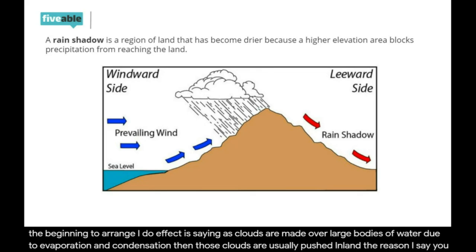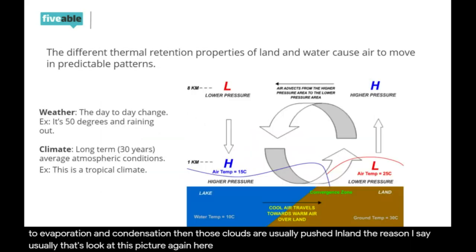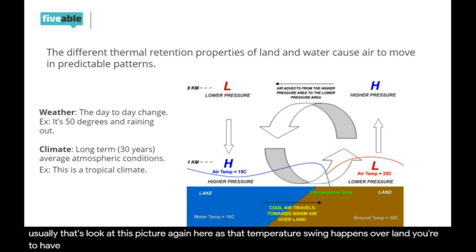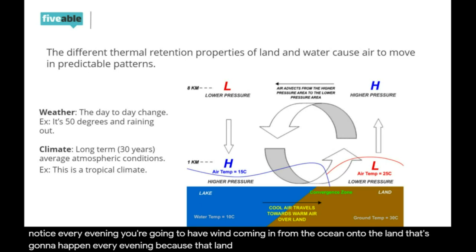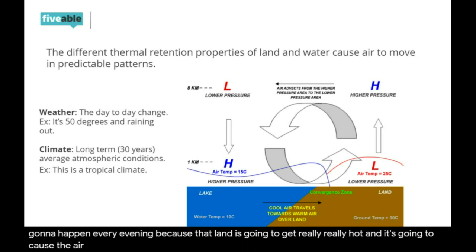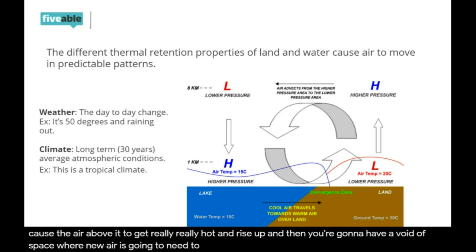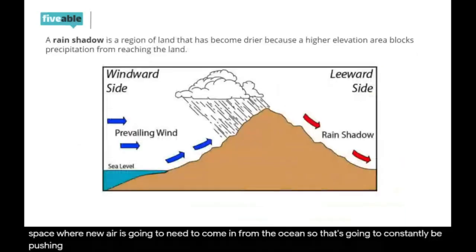The reason I say usually, look at this picture again here. As that temperature swing happens over land, you're going to have hot air rise, and that's going to cause wind to come in. So if you are around an ocean, you'll notice every evening you're going to have wind coming in from the ocean onto the land. That's going to happen every evening because that land is going to get really, really hot, and it's going to cause the air above it to get really hot and rise up. And then you're going to have a void of space where new air is going to need to come in from the ocean. So that's going to constantly be pushing weather in from the ocean.